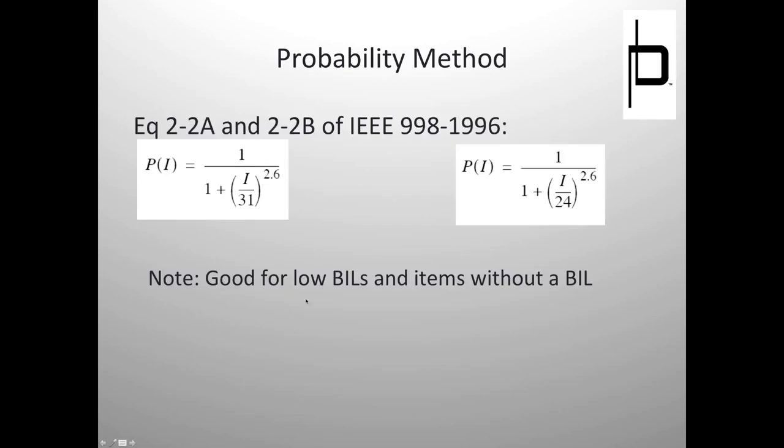So, I got a note here. This is also good for the low BILs. If you remember, we said if it has a low BIL, use 2 kA.